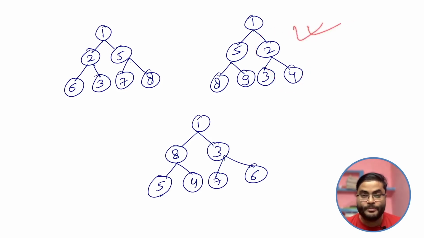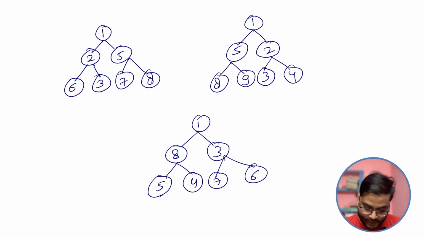So this is also a min heap, right? We only have a relation between parents and children. Among the children, we have no relation.